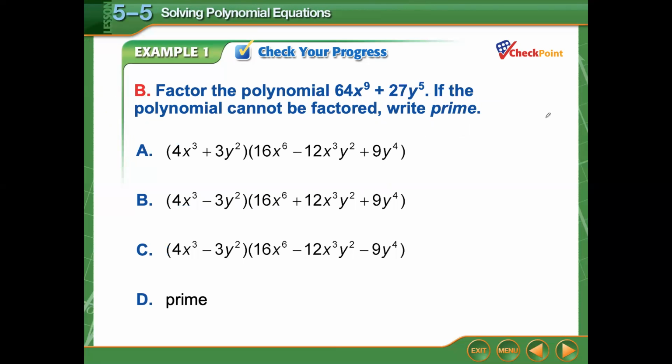All right, go ahead and try this problem. Pause the video to go ahead and try it out. All right, with this, we actually are not able to factor anything. It is prime, and that is because while 64 and x to the 9th are perfect cubes, and 27 is a perfect cube, y to the 5th is not, so we can't do anything with it, and we're going to leave it alone.